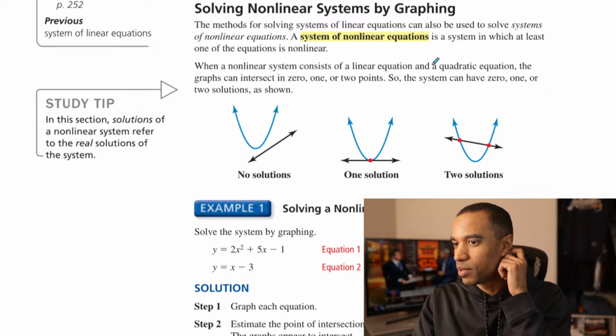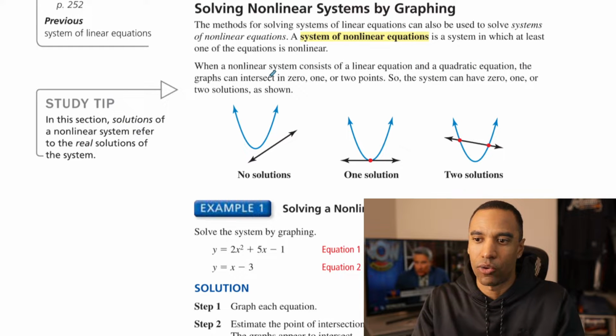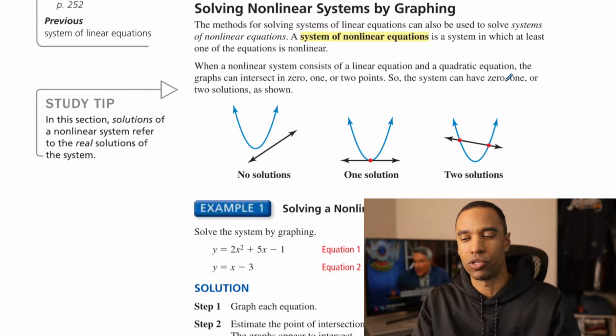When a nonlinear system consists of a linear equation and a quadratic equation, the graphs can intersect in 0, 1, or 2 points. So the system can have 0, 1, or 2 solutions as shown.